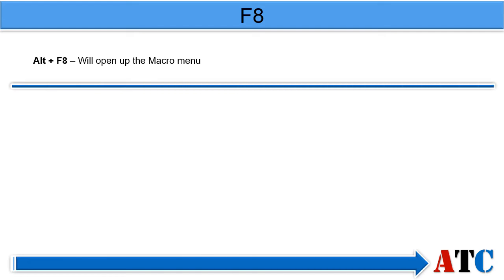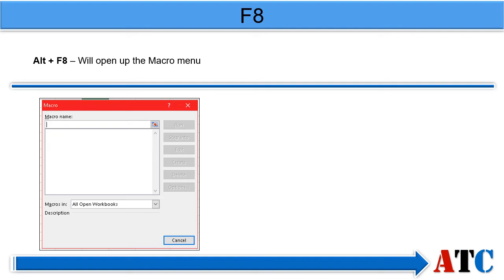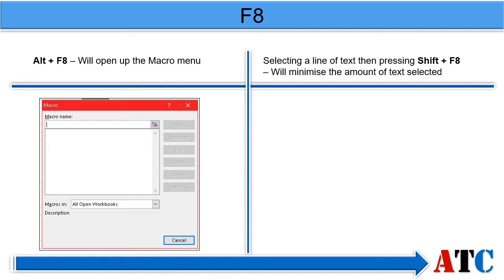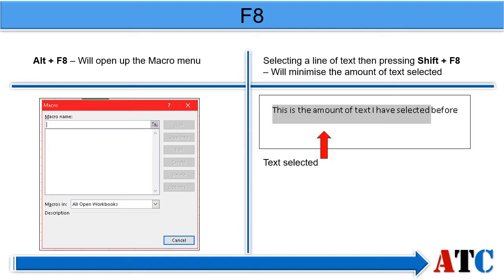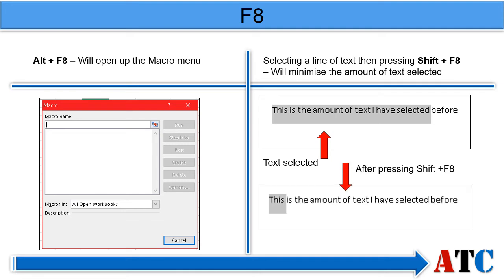Pressing Alt plus F8 in any Microsoft program will open the macro window. Selecting a line of text within Word and then pressing Shift plus F8 will minimize the amount of text selected.